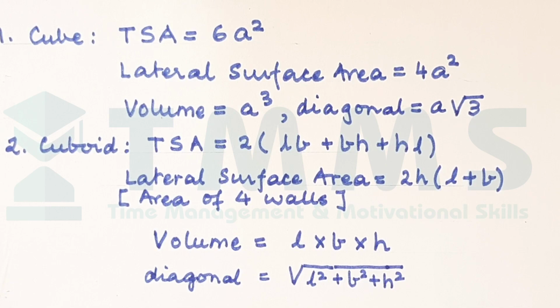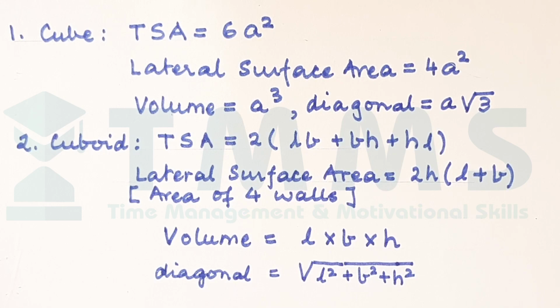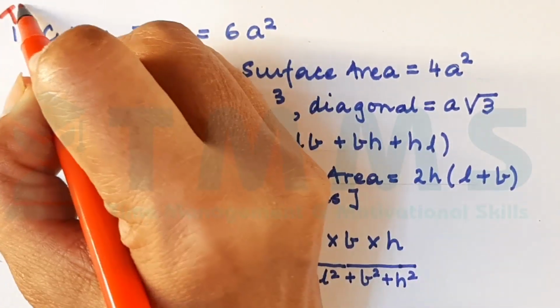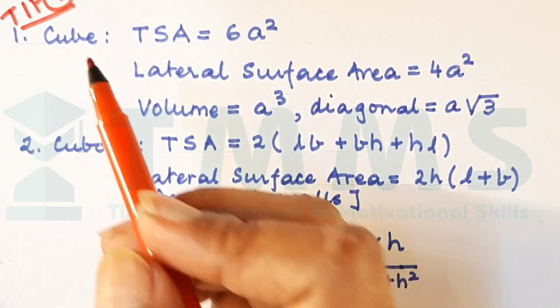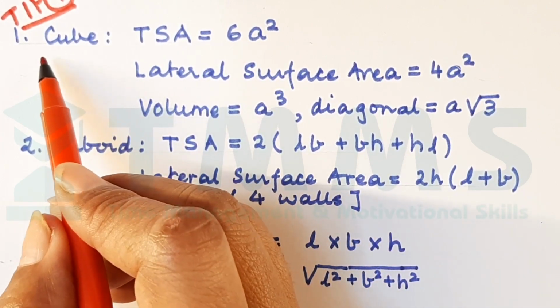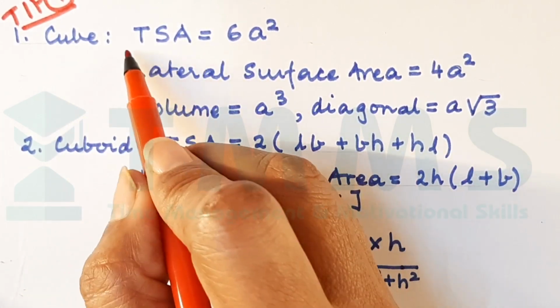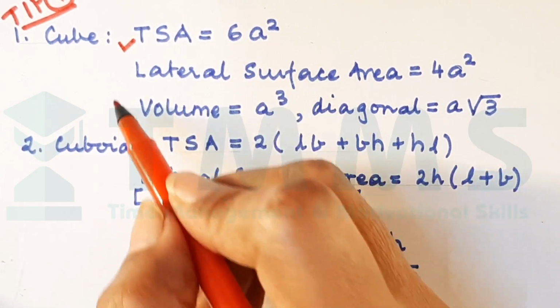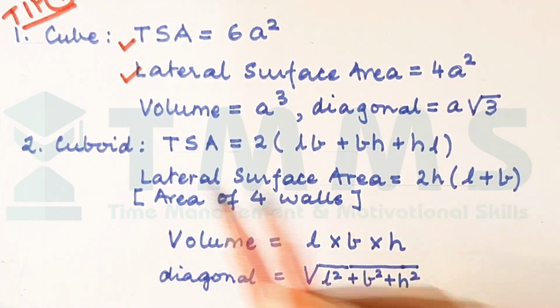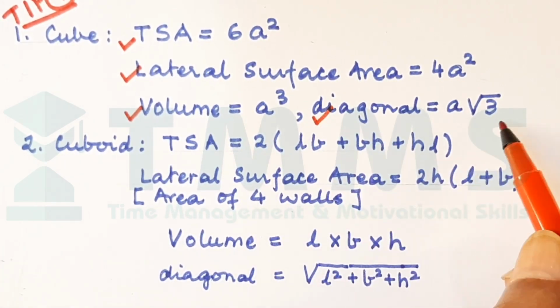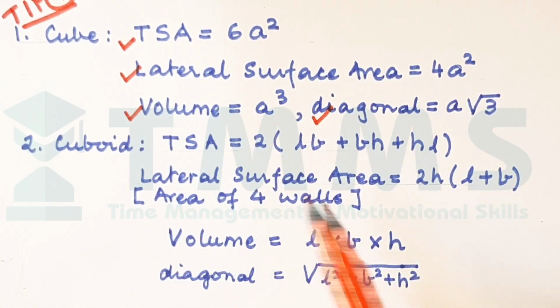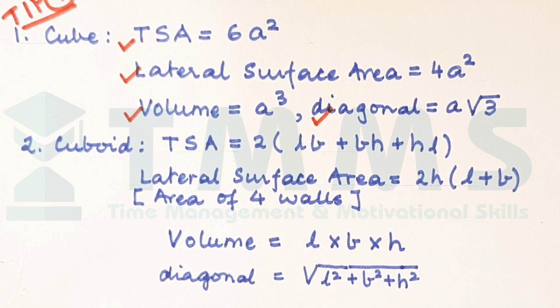The number one thing you have to know is to know the formulas by heart for any mensuration question. So that is our tip number one. Tip number one is to know our formulas very, very well. So if we are talking about the cube, we have total surface area 6a squared, lateral surface area 4a squared, volume is a cube, and the diagonal is a root 3. Now let us see how we can remember these, understand and remember. That is your tip number one.